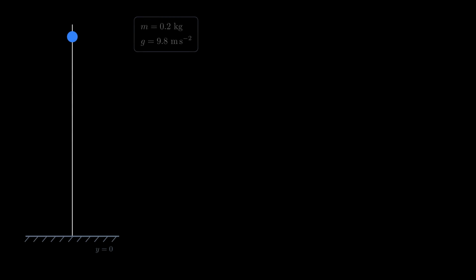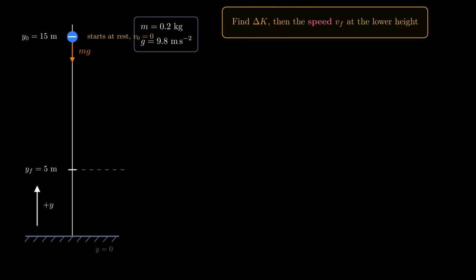A ball of mass 0.2 kilograms starts from rest at 15 meters above the ground and falls to 5 meters above the ground. Find the change in its kinetic energy, and from it, the ball's speed at the lower height. Measure y upward from the surface. The initial height is 15 meters. The final height, 5 meters. During the fall, gravity is the only force acting, so the change in kinetic energy equals the work done by gravity. For a constant gravitational force, that work is negative mg times the change in height, negative mg times y_f minus y_0.